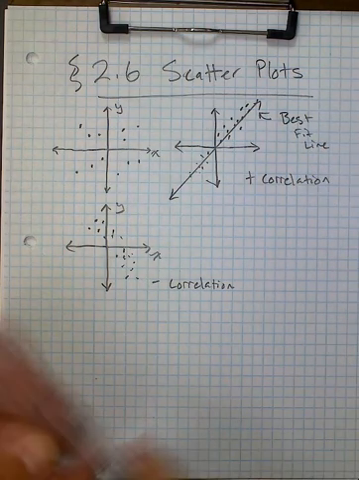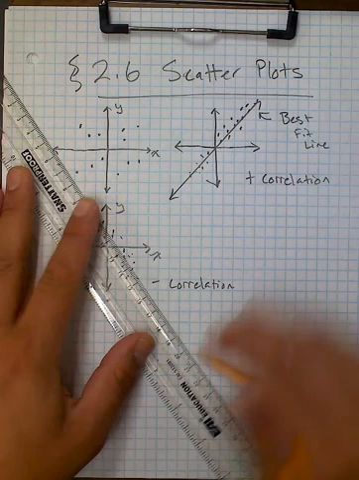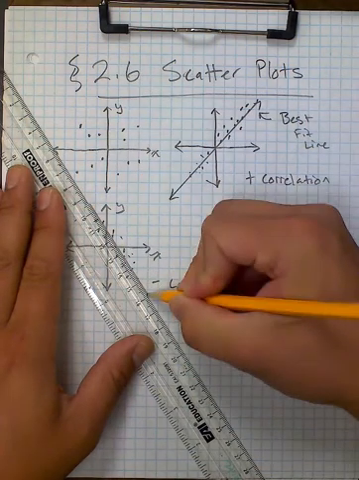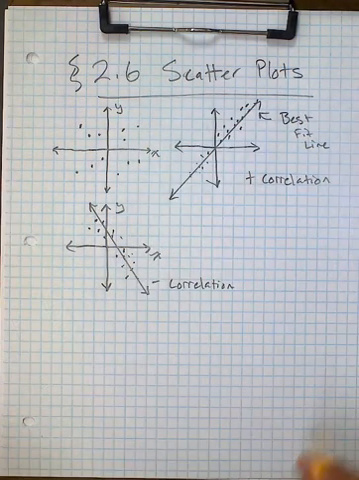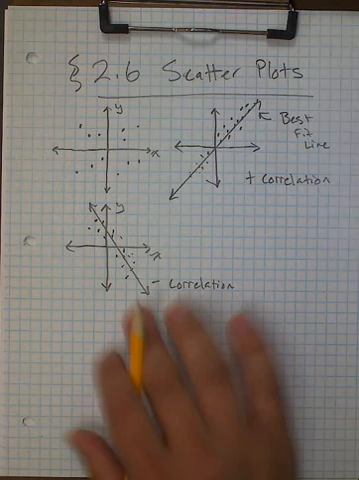And again, if I was going to draw one for the negative correlation, we would draw something like that. It would be the best fit line for a negative correlation scatter plot.